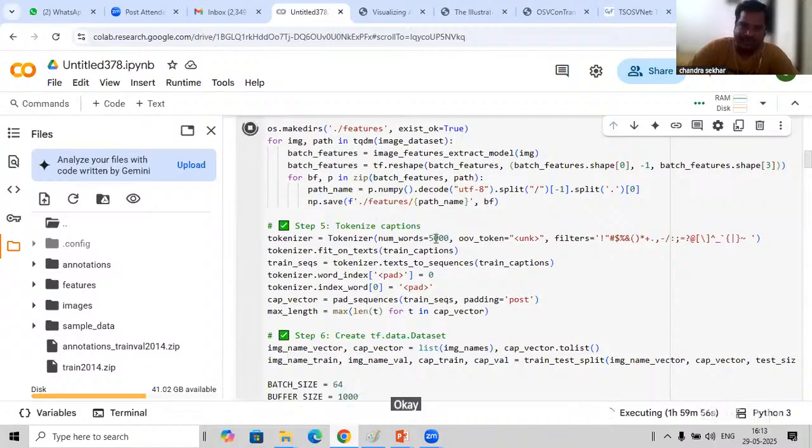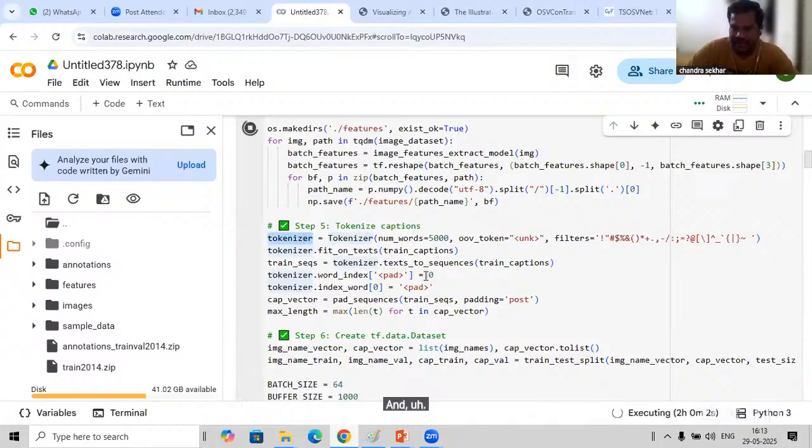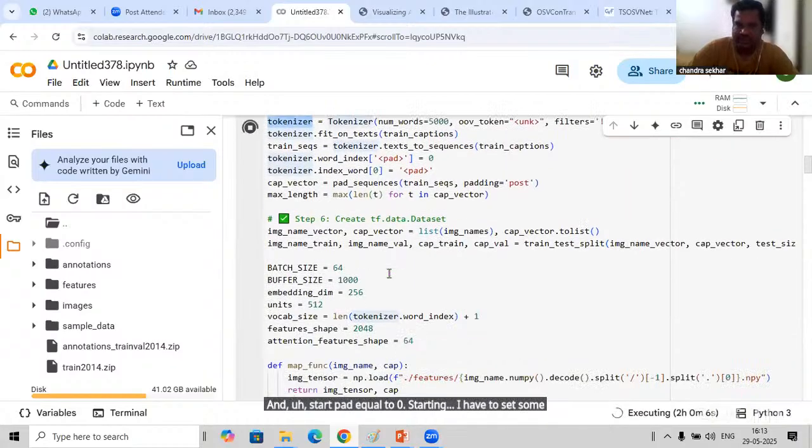Captions, because I need to convert that into embeddings, right? So the tokenizer will tokenize it, and start pad equal to 0. Starting, I have to set some value. Okay, so that is the case, train and split.